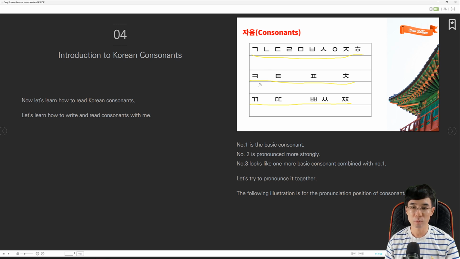Number 2 is pronounced more strongly. 기역, 키역, 디귿, 티귿, 비읍, 피읍, 지읒, 치읓.